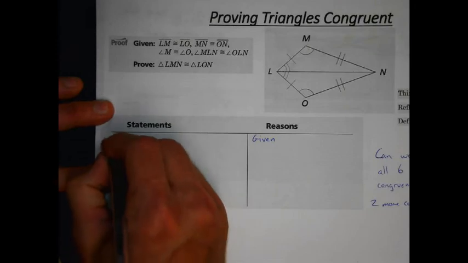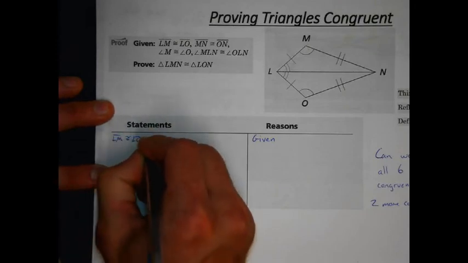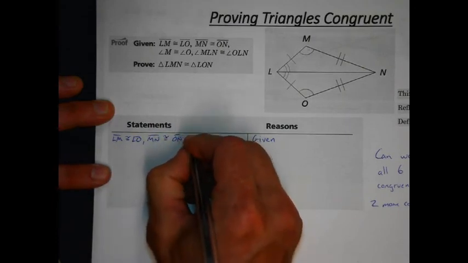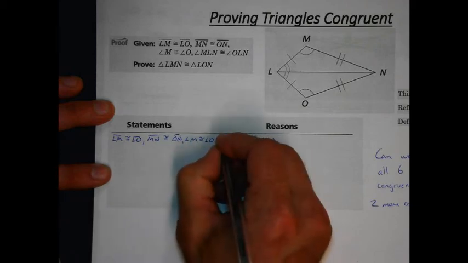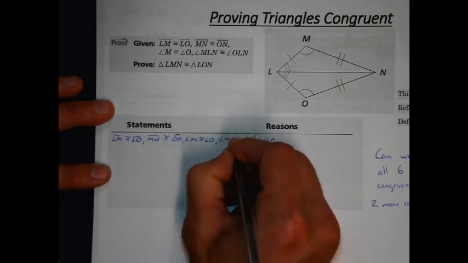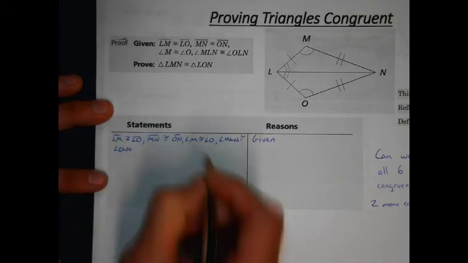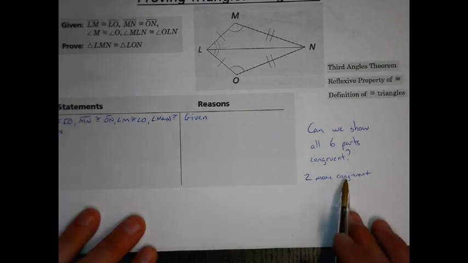We know that LM is congruent to LO. We know that MN is congruent to ON. We know that angle M is congruent to angle O. And we know that angle MLN is congruent to angle OLN. All of that stuff we know, that's given. That gives us our 4 parts. We need 2 more congruent parts.